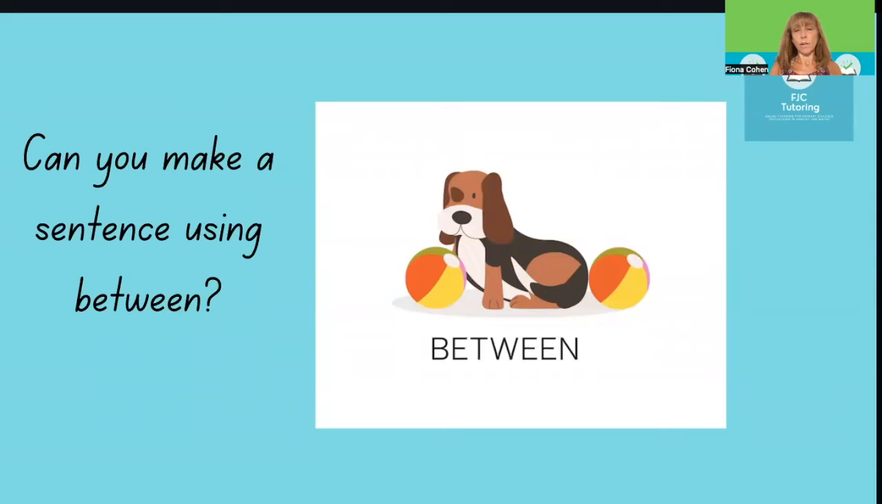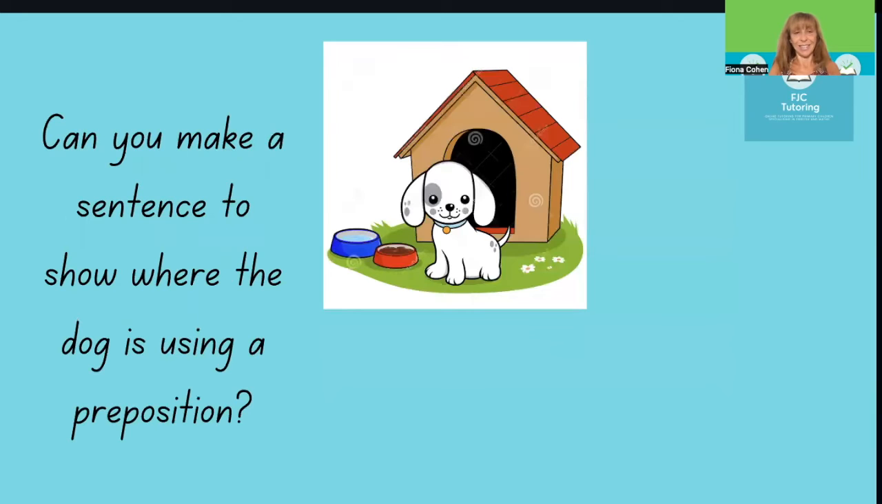How about you have a go now? Here's a preposition, between. We've got a dog and we've got two beach balls, and we could probably make a good sentence using the preposition between. Have you had a think? Good. Well done if you came up with a sentence like, the dog is sitting between the beach balls.